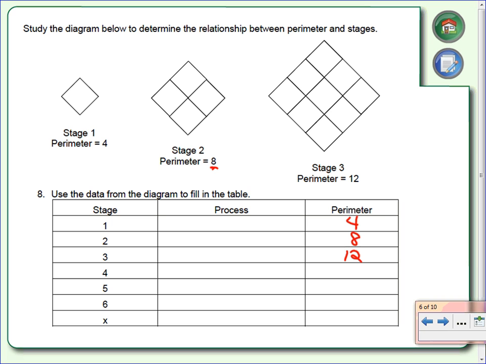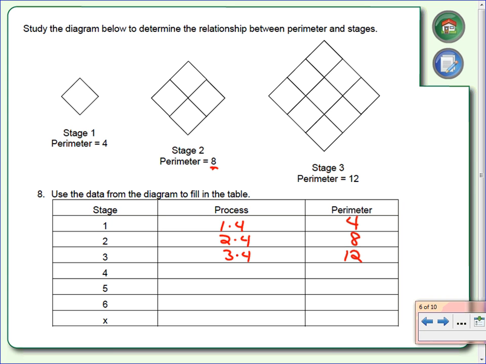But before we do that, let's take a look at the process column. How exactly did I get the 4? How did I get the 8? How did I get the 12? What did I do? Add 4. Well, we added 4, but there's another thing. What did we do with each of these stages? We multiplied it by 4. In other words, stage 1 times 4 is going to give me the perimeter of 4. Stage 2 times 4 is giving me 8. Stage 3 times 4 is giving me 12.